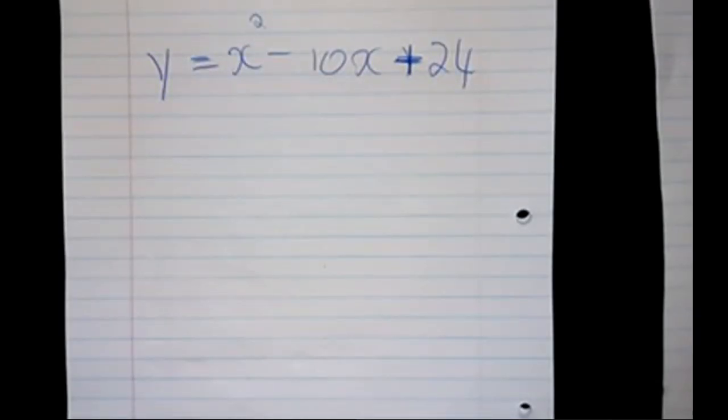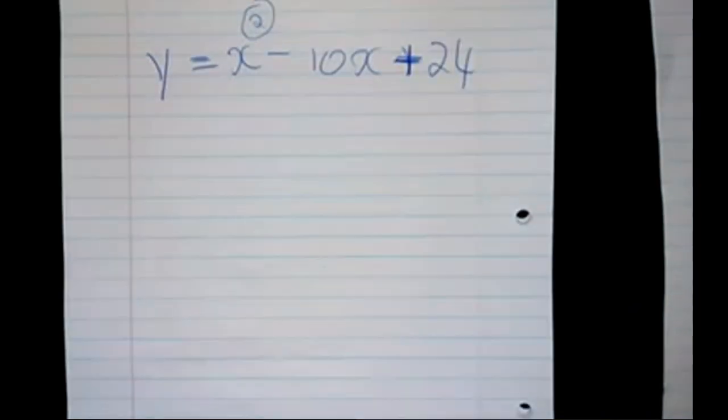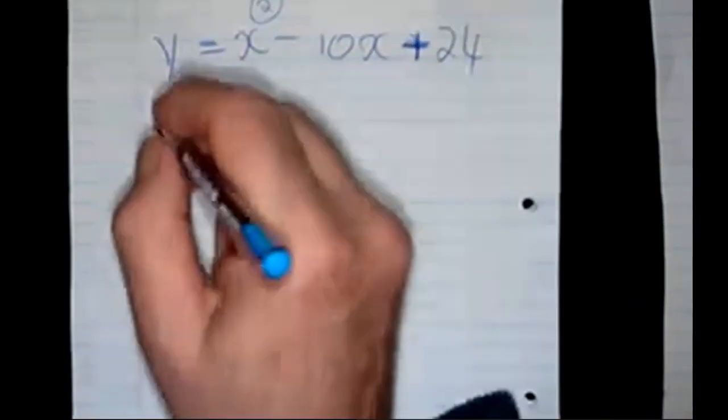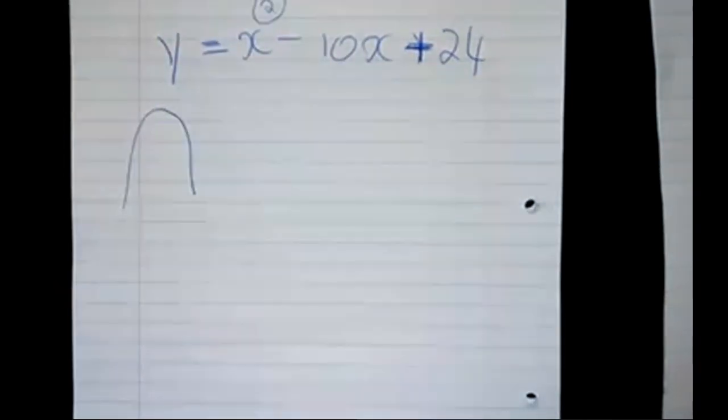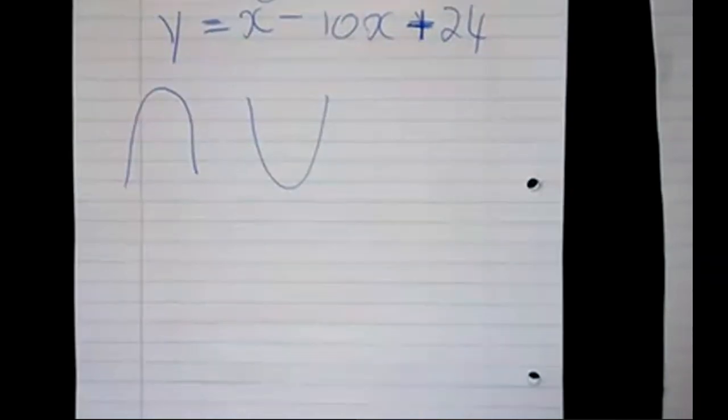So I keep on saying, let's do the parabola. How do we know this is a parabola? Remember what I said when we started? If you see a square, now we know it's a parabola. So it's going to look something like that, or it's going to look something like that, one of the two.